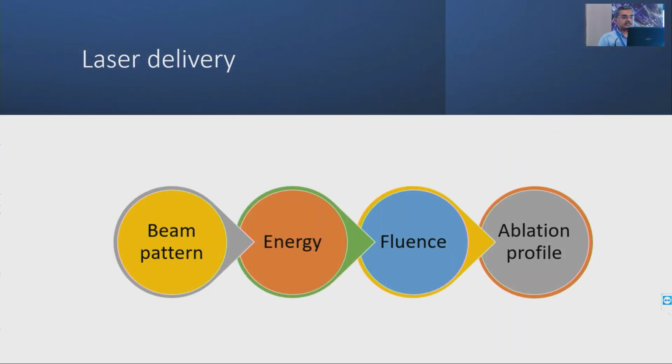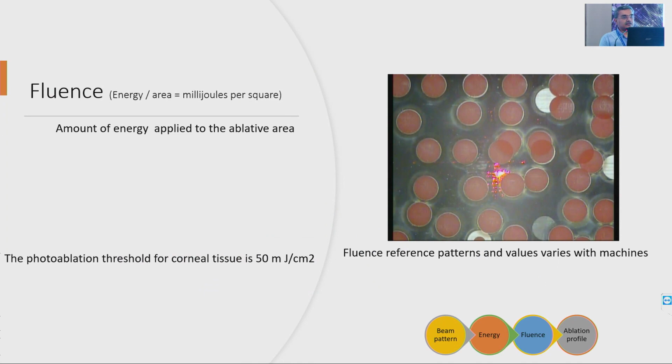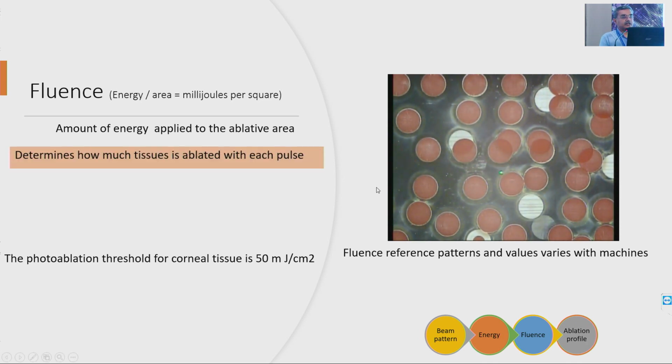So for understanding this, we need to know what all things are happening in the laser delivery. There are 4 key factors in it: beam pattern, energy, fluence, and the ablation pattern. The fluence is one of the most important. Fluence is nothing but how much energy of the laser is applied to the ablated area, because it determines how much tissue is ablated with each pulse.